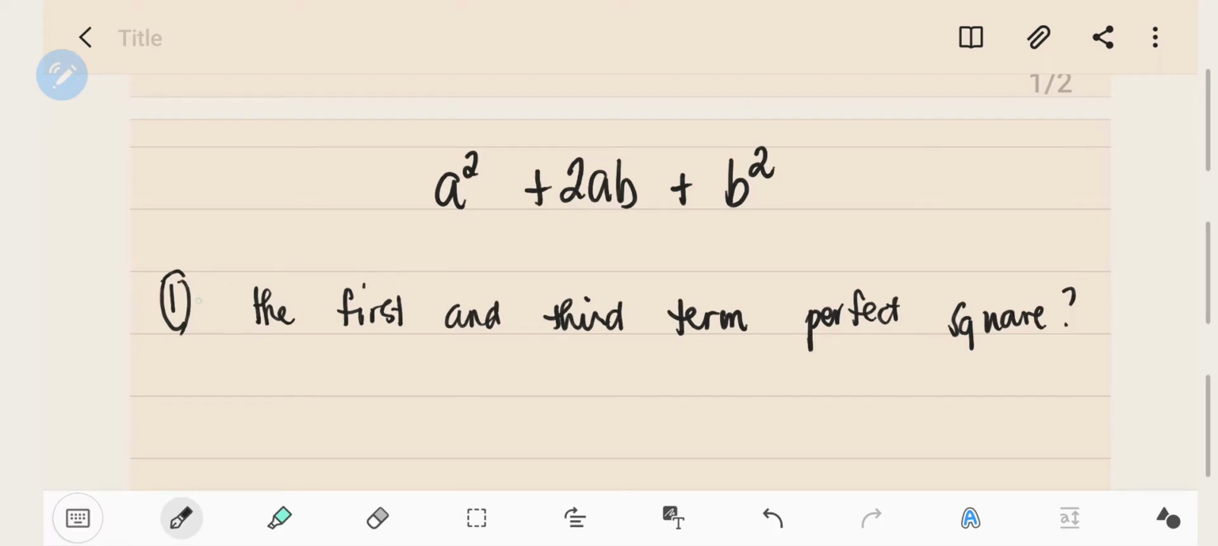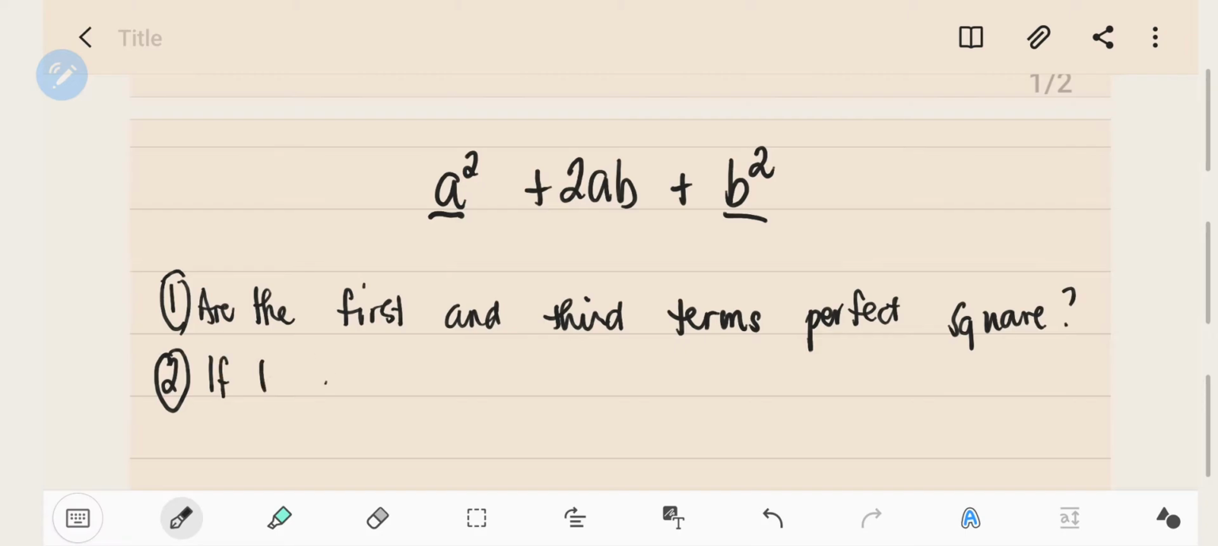Are the first and third terms perfect square? So, tingnan natin kung perfect square ba yung a squared at saka b squared. So, perfect square naman ng a squared kasi ang kanyang square root ay a. And then, b squared is also, the square root of b squared is b. Okay. And then, next question.